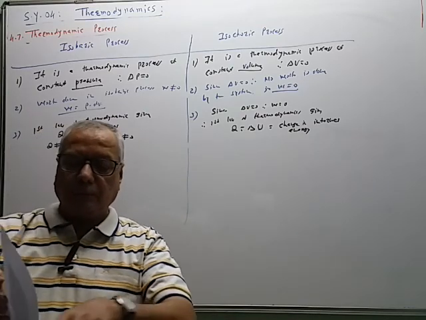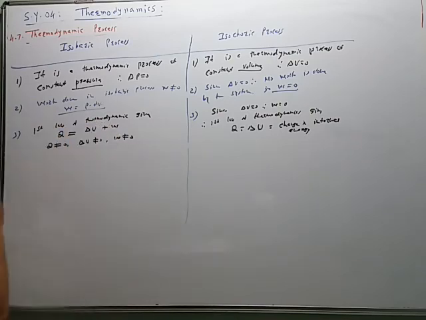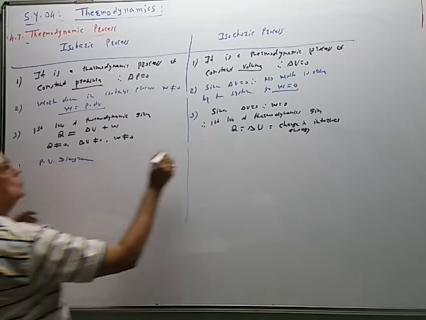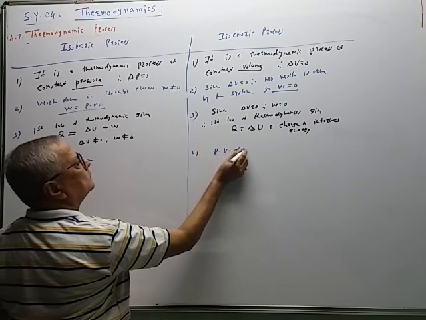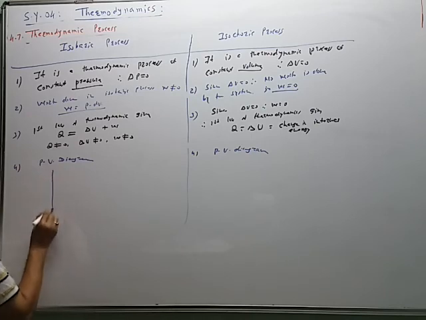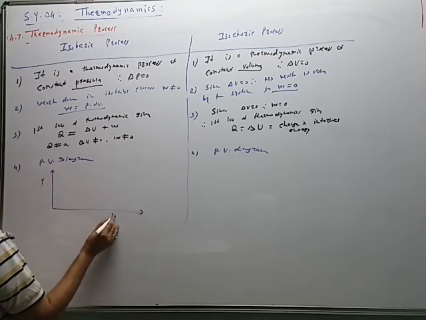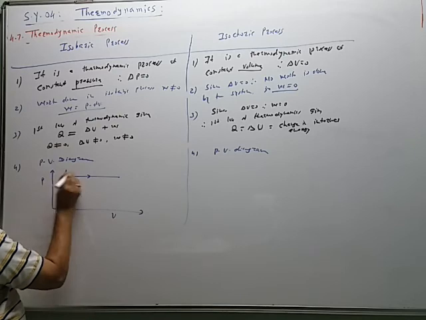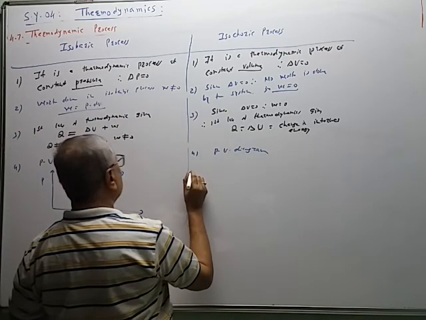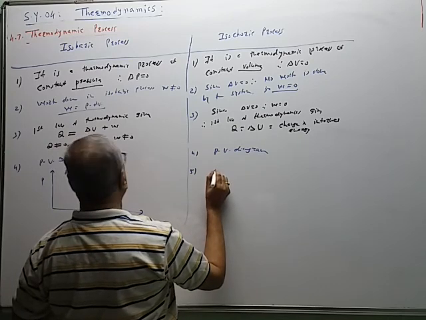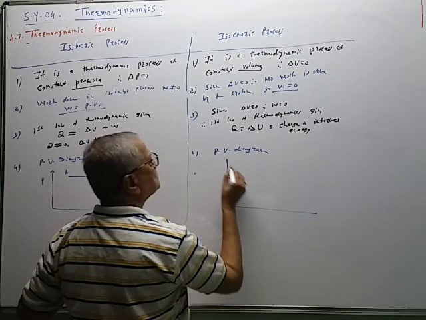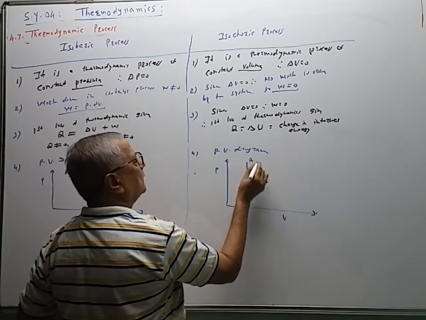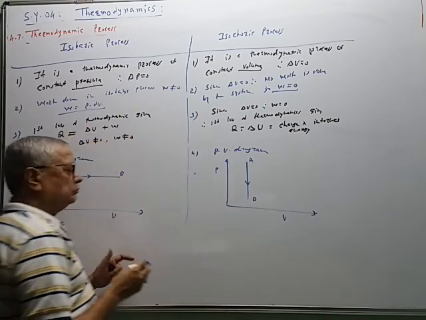What difference? PV diagram. So pressure, volume graph. So for isobaric process, the graph is like this. P to V on this end. PV diagram, isochoric process, like this.